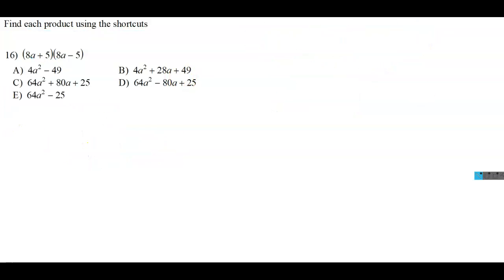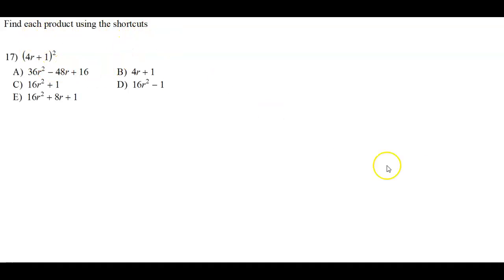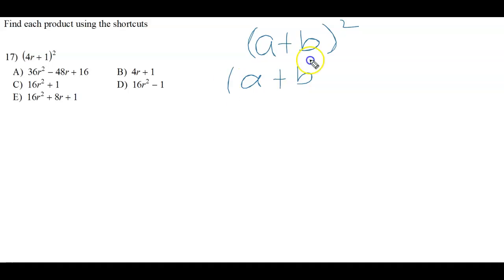Shortcuts are nice. Box method works, but shortcuts are nice. Now here's another one. If you have a binomial that is being squared, which is really just another way of saying that you're multiplying that binomial by itself, once again, you could do the box method, but there's a shortcut.